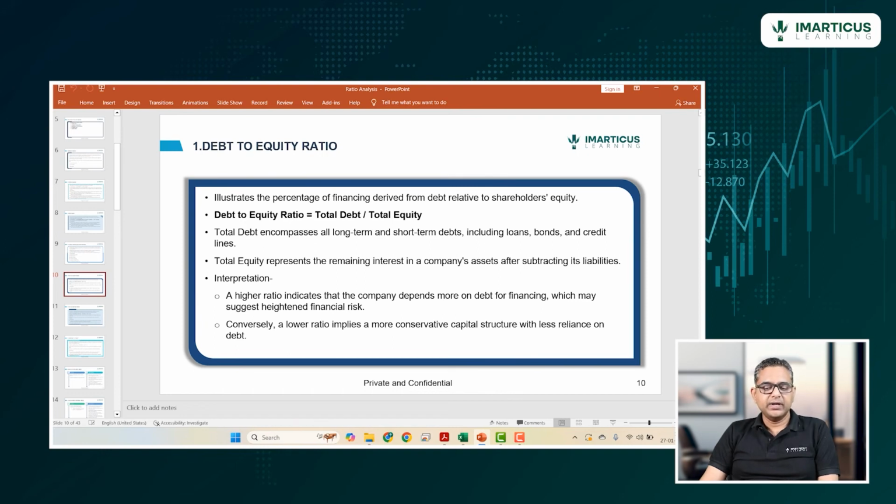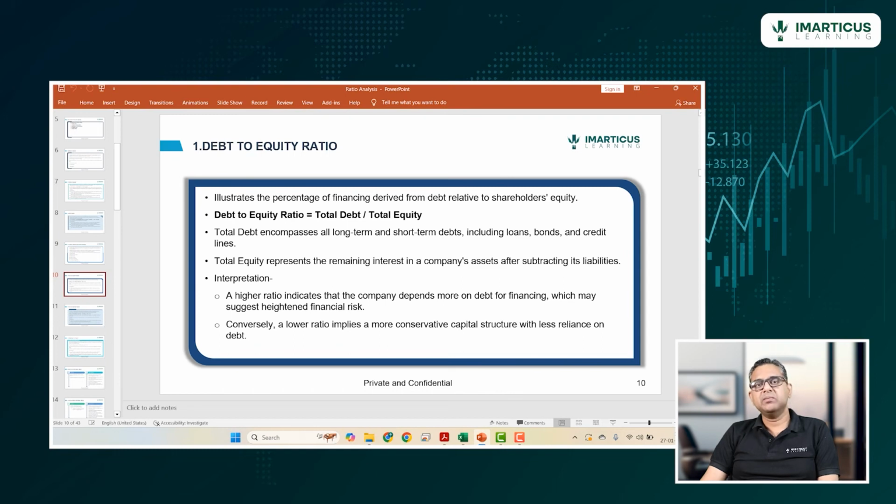Interpretation: a higher ratio indicates that the company depends more on debt for financing, which may suggest heightened financial risk, right? So the more the company relies on debt funding, the more risky it becomes for the company to sustain in the long term. As mentioned, when the economy is not so supportive, when the revenue generation is not at the same pace, or when the profits are not being generated at the same level by the company, in bad times, during the bad economy, it may become a problem for the company to service its debt.